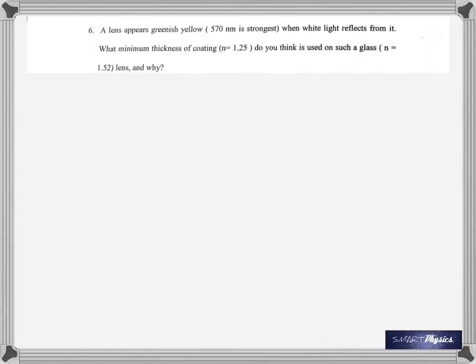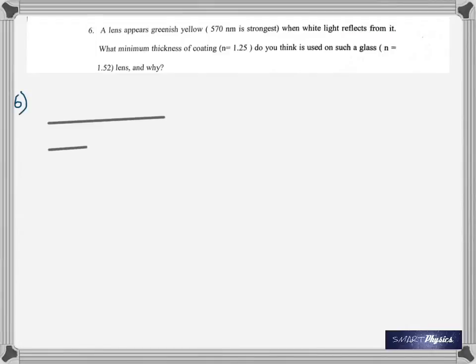Now this problem is to do with thin films again, and depending on the thickness of coating on a lens, it can appear differently colored. This is one way how people have different colors for their contact lenses, trying to look beautiful, trying to have bright colored eyes. This is what they do. So this question talks about a lens appearing greenish yellow when white light is reflected from it. What minimum thickness of the coating do you need? The refractive index of glass is also given.